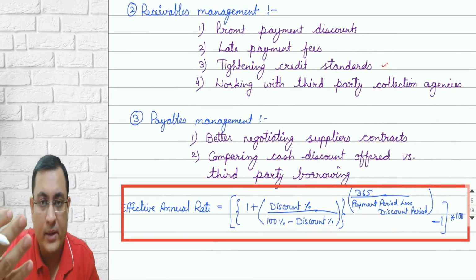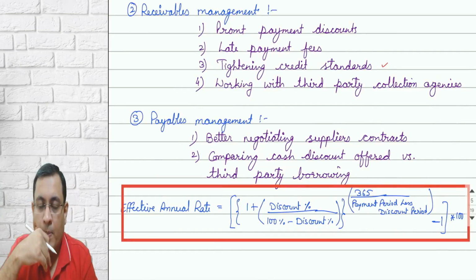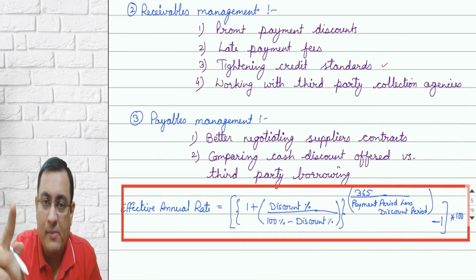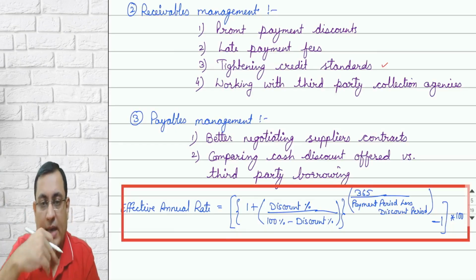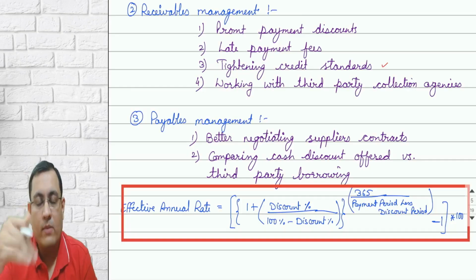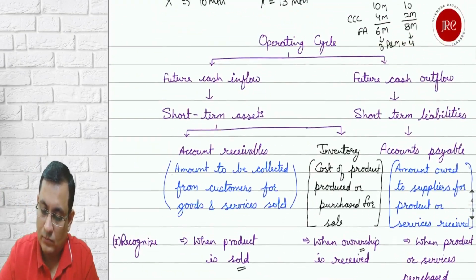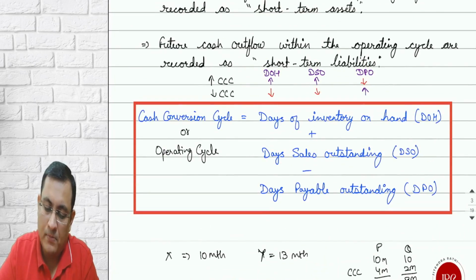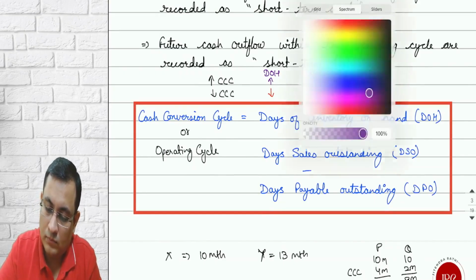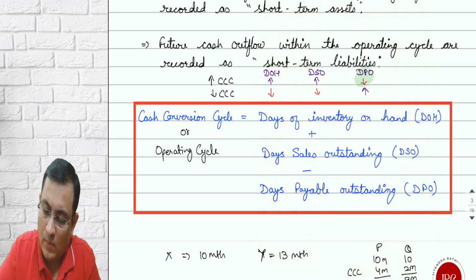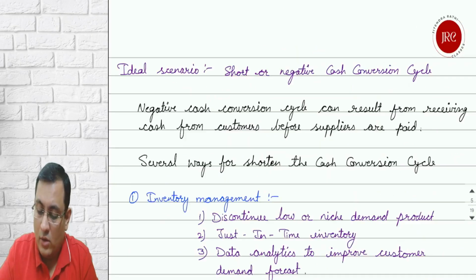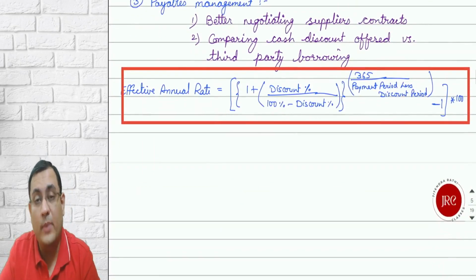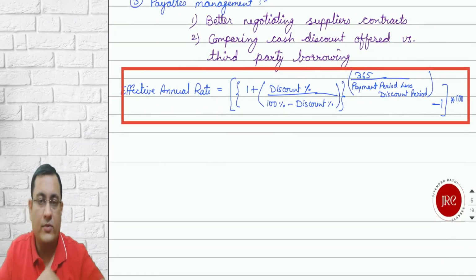As we are giving prompt payment discount, sometimes suppliers are also giving us discounts if we make early payment. But if we make early payment, the days payable outstanding will be low. If days payable outstanding is low, our cash conversion cycle will increase. Whether to avail the discount or not, we have to think. It's not that we should not accept the discount because we want to decrease our cash conversion cycle.